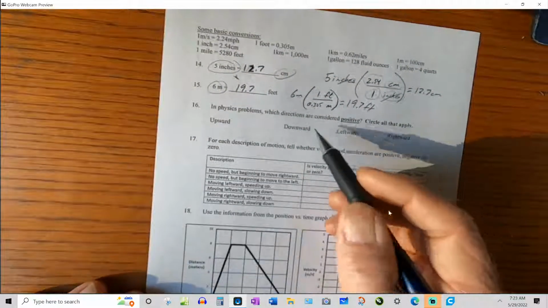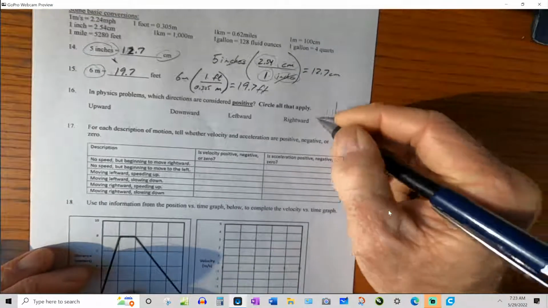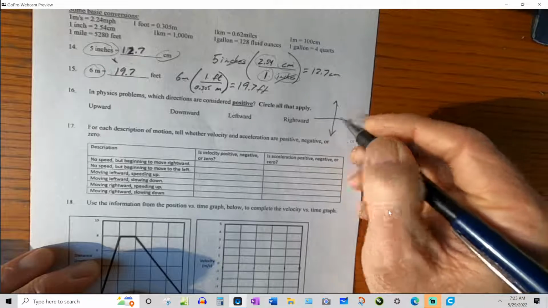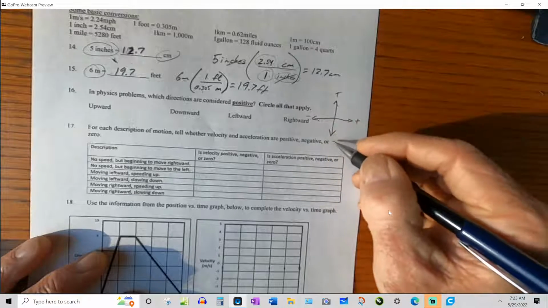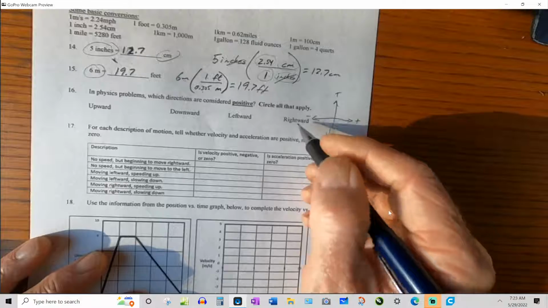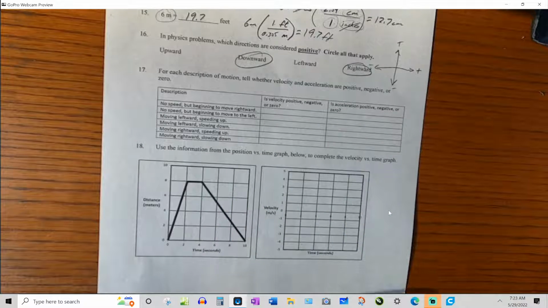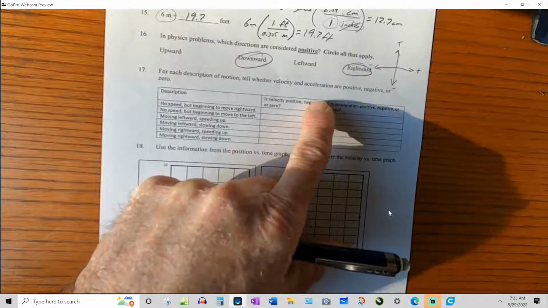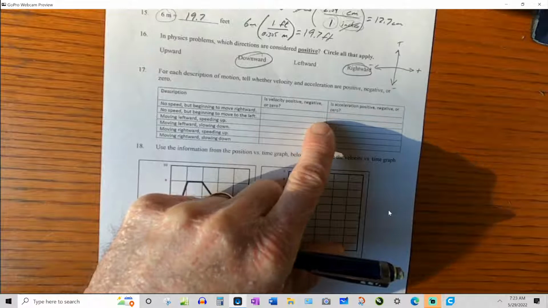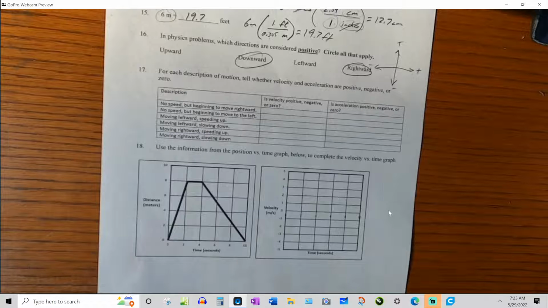Physics problems, which directions are positive? We do everything on this coordinate system, an X and Y coordinate system. This direction is positive, this is negative. This direction is positive, this is negative. So the ones that are positive are rightward and upward. I'm not going to do all these, but I thought it'd be good to give you all the possibilities. So you have to tell whether velocity and acceleration are positive, negative, or 0.